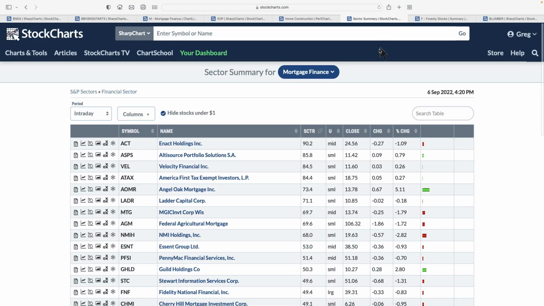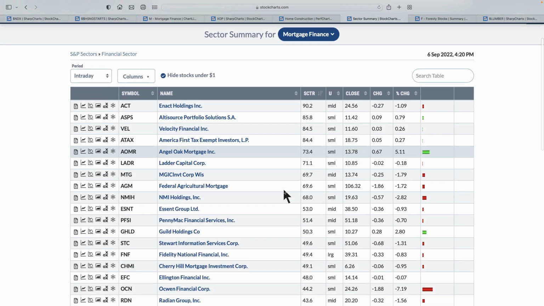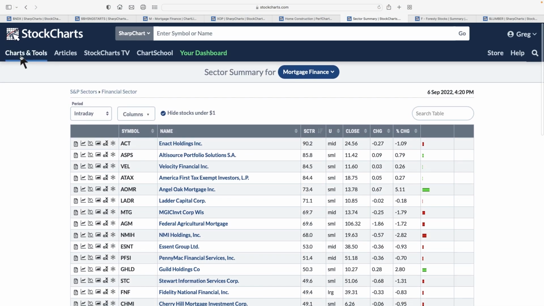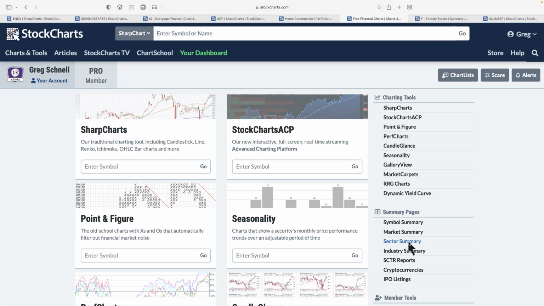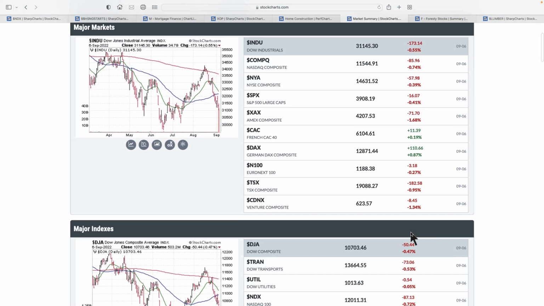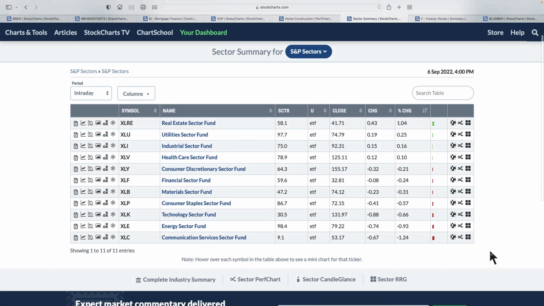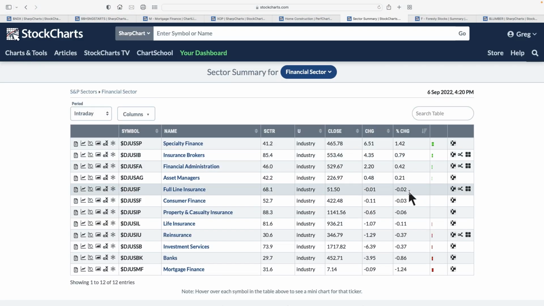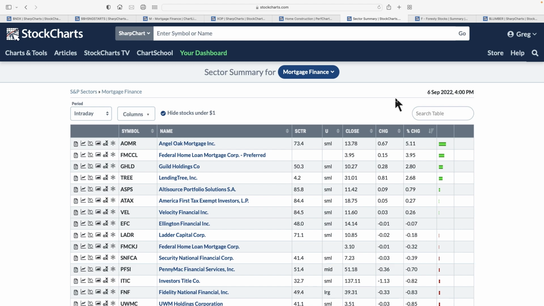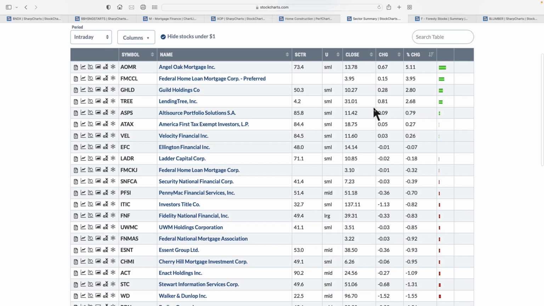But the other thing we can do is we can go in and actually just get this sector summary. What I did was when I grabbed this group, so how do I get there? So you go to charts and tools, you go to market summary, sector summary. You go to sector summary, and then obviously I want to go into financials, and then in financials I want to go to whatever I could pick, consumer finance or mortgage finance or whatever. In this case, I pick mortgage finance. So if that's what I want, that's cool.